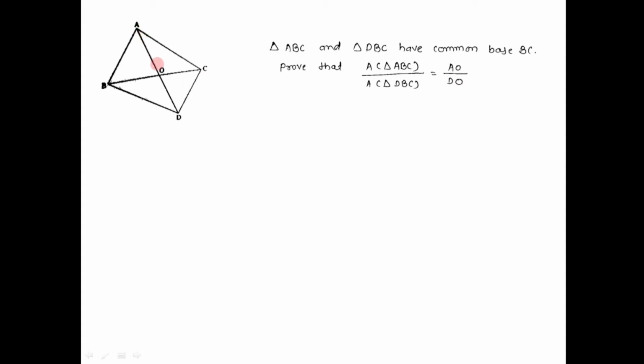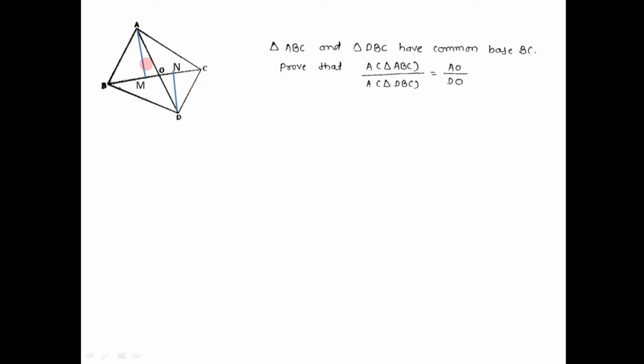So here we can see AO and DO. We have to prove that the ratio of areas of these two triangles is equal to the ratio of AO and DO. For this we have to do one construction. We have to draw a perpendicular from point A to the base BC. Let it be AM, so AM is perpendicular to BC. In the same way, for the second triangle DBC, we draw a perpendicular from point D to its base BC. Let that perpendicular be DN.